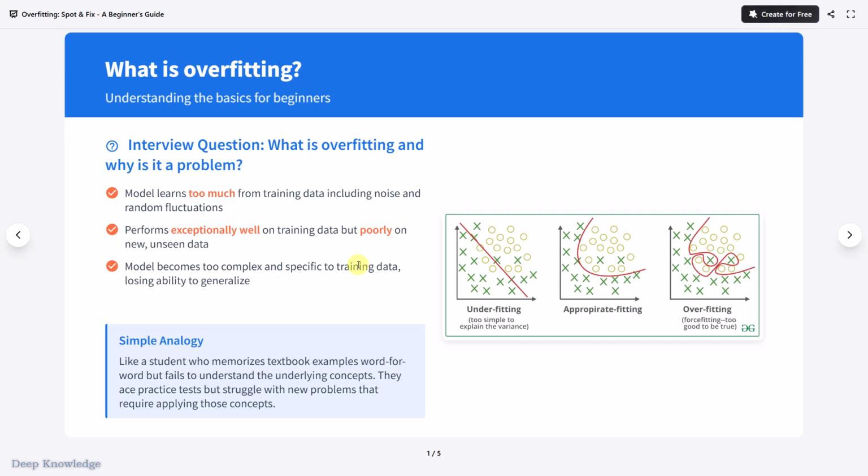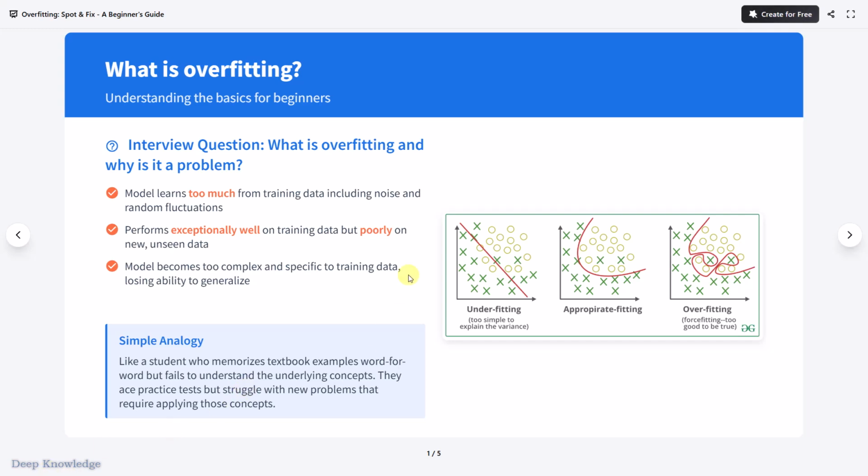Imagine that you are studying for a test. Instead of understanding the concept, you memorize every single word in this text box, including typos, even wrong information. That's called overfitting. Overfitting happens when your model is able to learn all patterns from the training data, but it's not able to predict or work on unseen data.